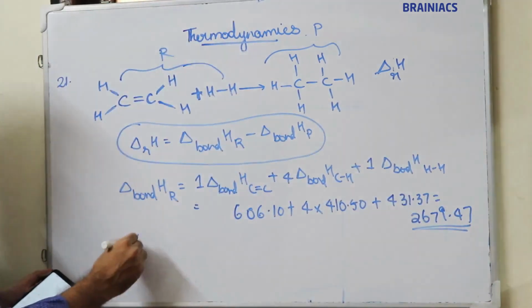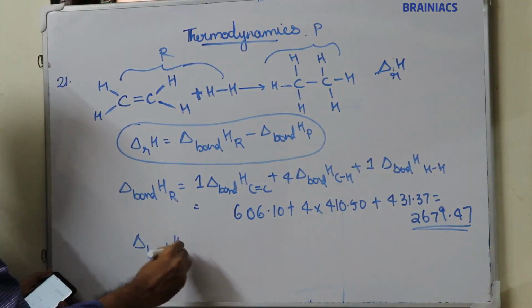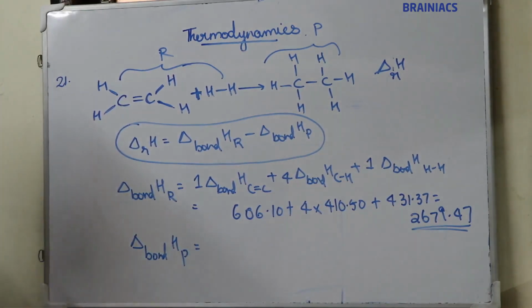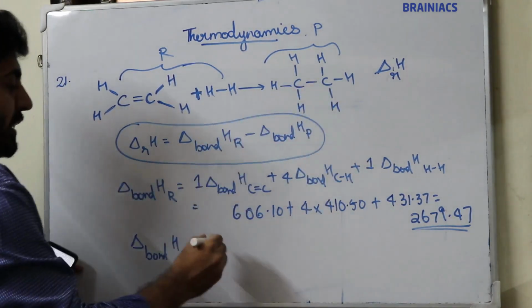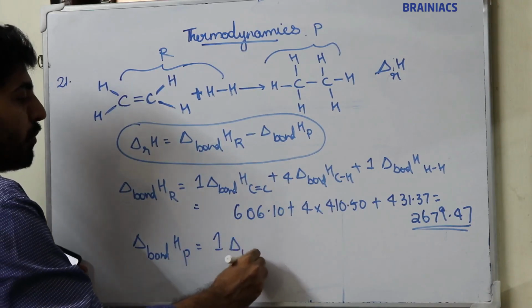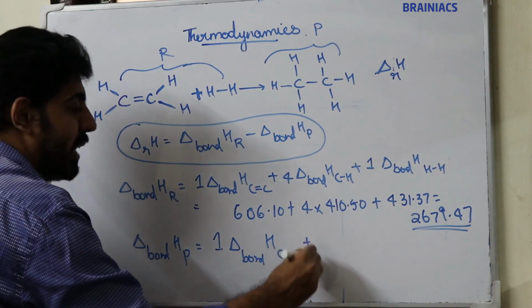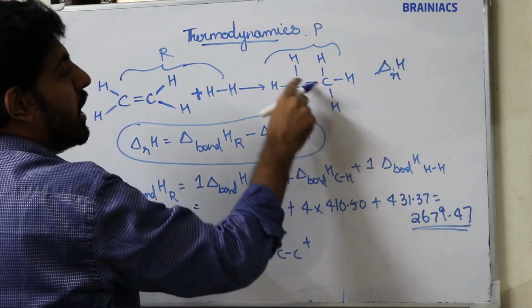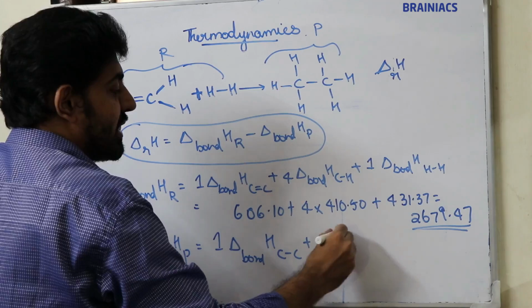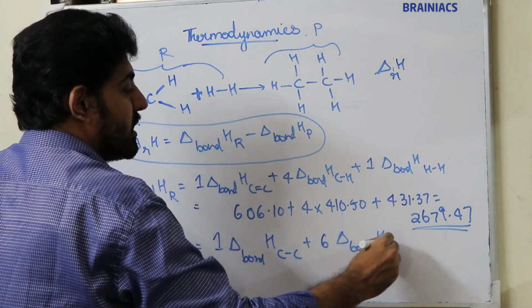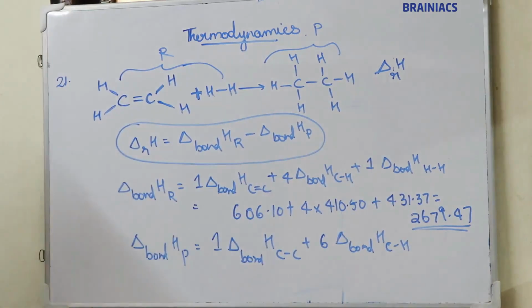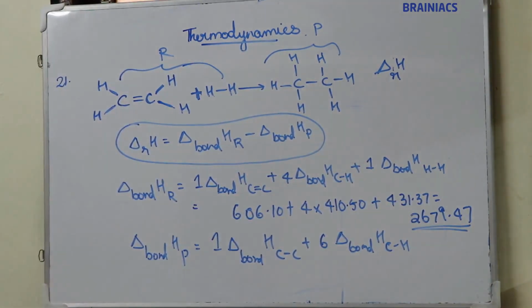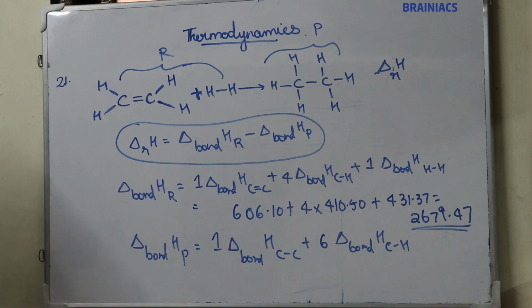Okay. Now we have to calculate bond enthalpy of product. In products, how many C-C bonds are there? Only one C-C bond. So 1 bond enthalpy of C single bond C, plus how many C-H bonds? 1, 2, 3, 4, 5, 6. So 6 bond enthalpy of C-H bond. Now you have to calculate the values of bond enthalpy of product.